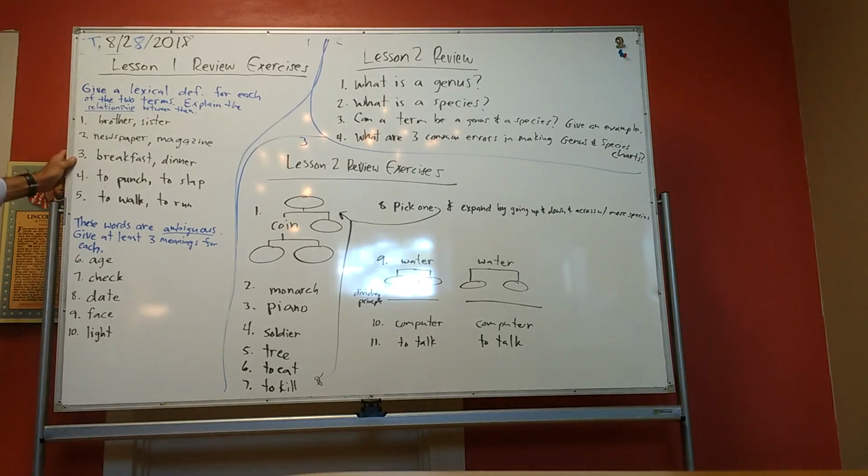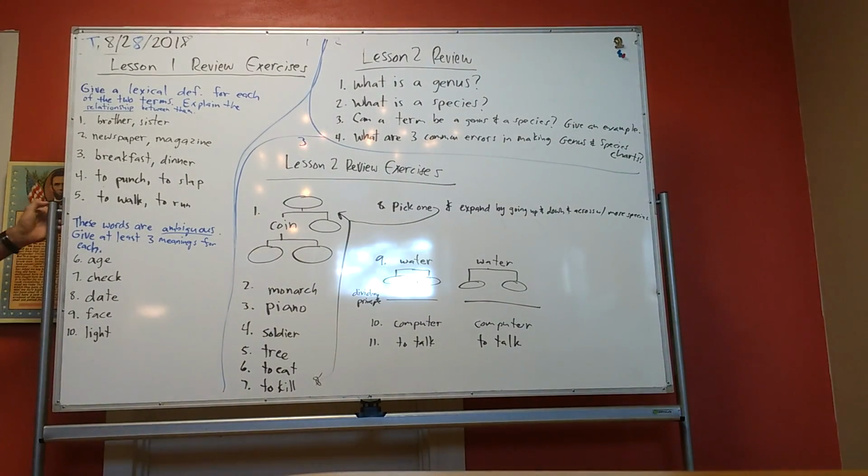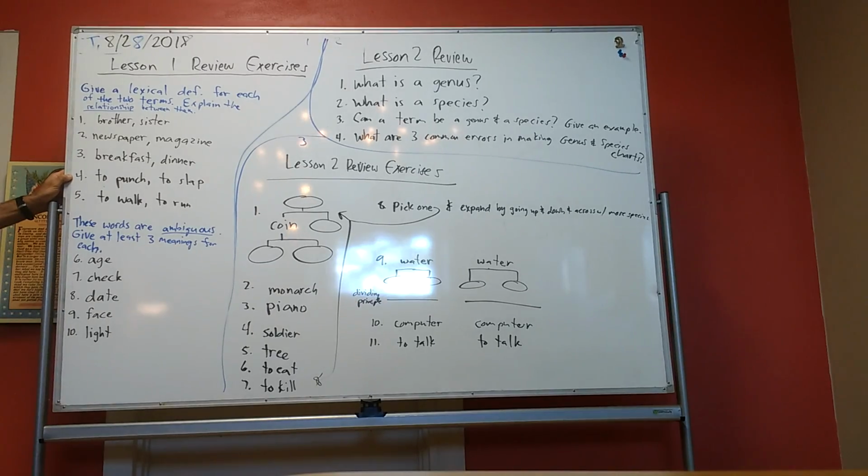All right, let's check. Is anybody still working on these five? I think punch and slap. A punch is a strike with a closed fist. A slap is an open-hand strike. If it's closed, it's a punch. If it's open, it's a slap. What if you use the back of your hand? It's still open.